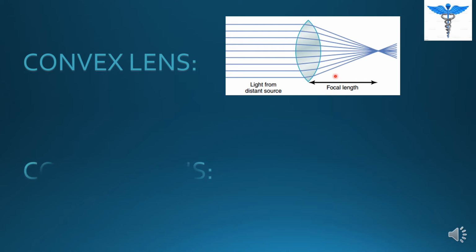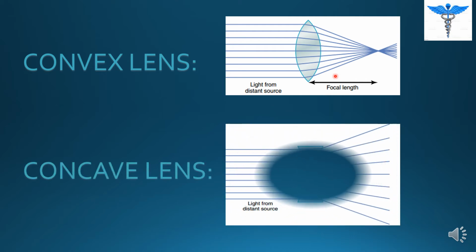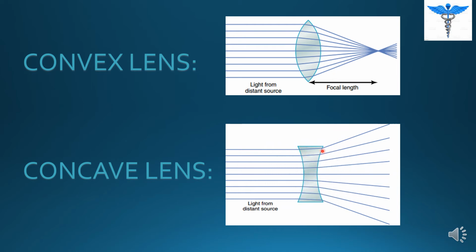Now here you can see a concave lens. This is a concave lens, and a concave lens diverges the light rays. So this is the basics about the concave lens, and these convex and concave lenses are used in disorders such as hyperopia and myopia. In different cases we will use different lenses, and we are going to discuss that in further slides. So let's move onwards.